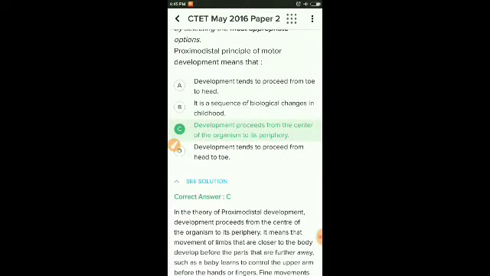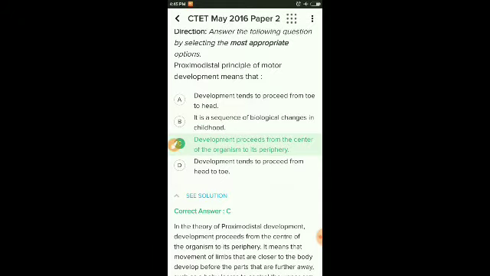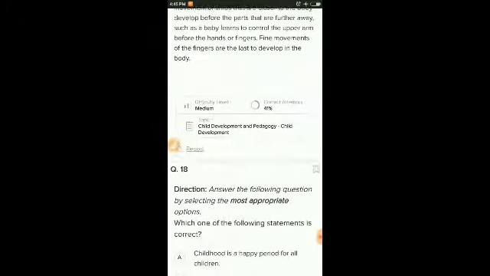It is also the means of development from the center. First of all we should be developed from the center, then only our body periphery will be developed. That is called the proximodistal principle of motor development. Understood?